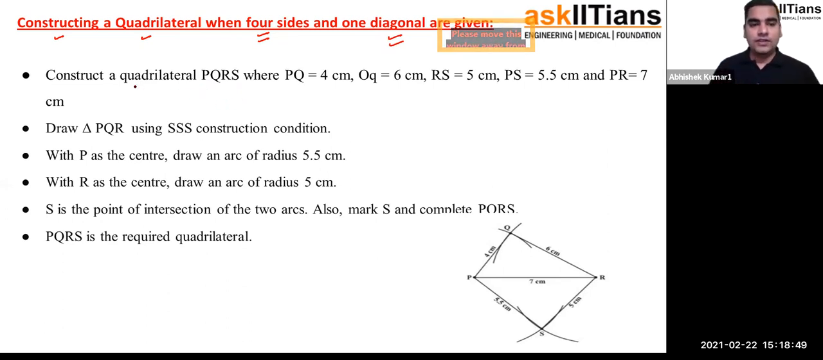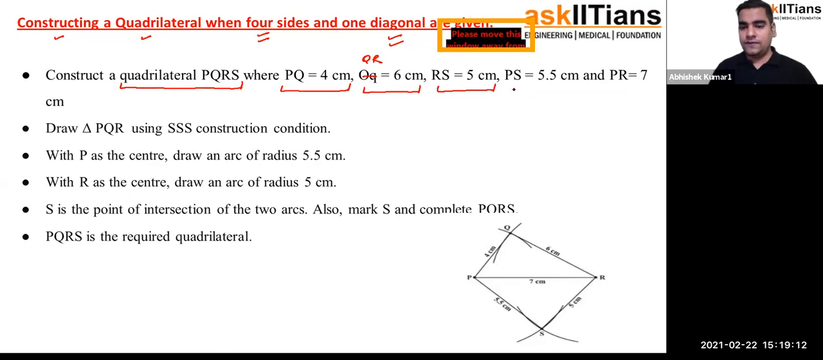So let's say you have to construct a quadrilateral PQRS, where PQ is equal to 4 centimeter. Sorry, this should be QR. QR is equal to 6 centimeter. RS should be equal to 5 centimeter and PS should be equal to 5.5 centimeter. Apart from this, PR is equal to 7 centimeter, and this is the diagonal of the given quadrilateral.